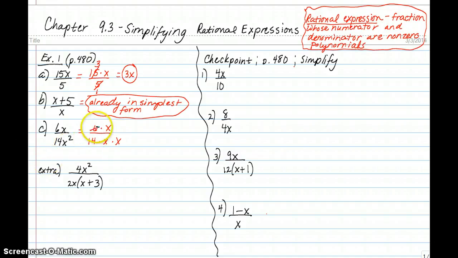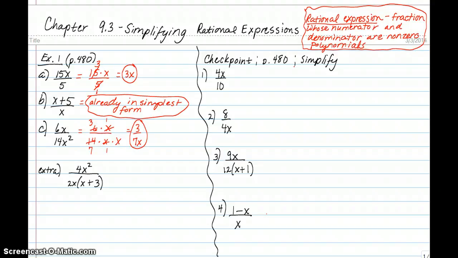6 and 14 share a common factor of 2. 6 divided by 2 is 3. 14 divided by 2 is 7. You have x and x, that's going to be 1 and 1. So 3 times 1 is 3. 7 times 1 times x is 7x. So the most simplified form of 6x over 14x squared is 3 over 7x.